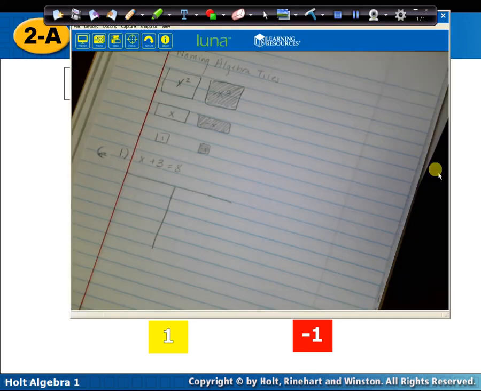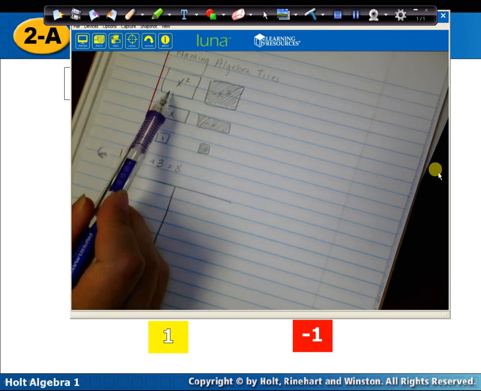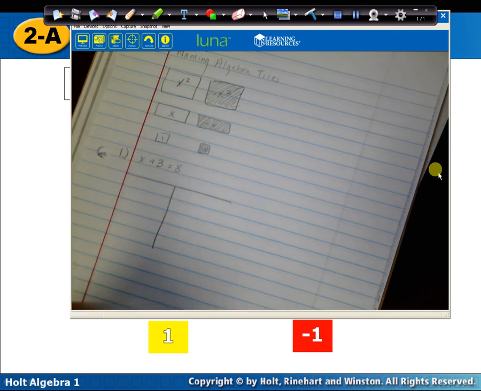On your paper, this should be your regular positive, and then your negatives should be shaded like so.